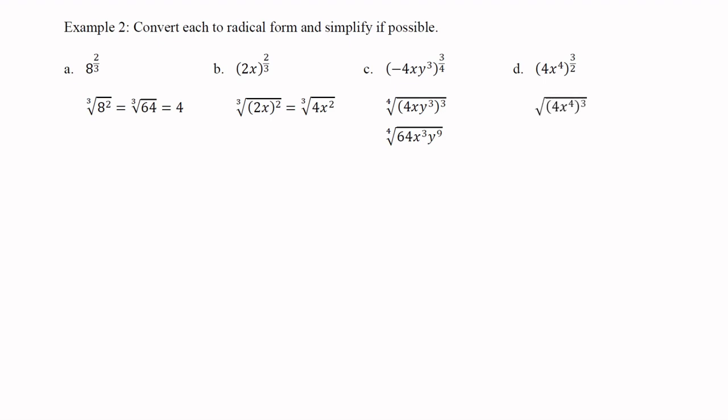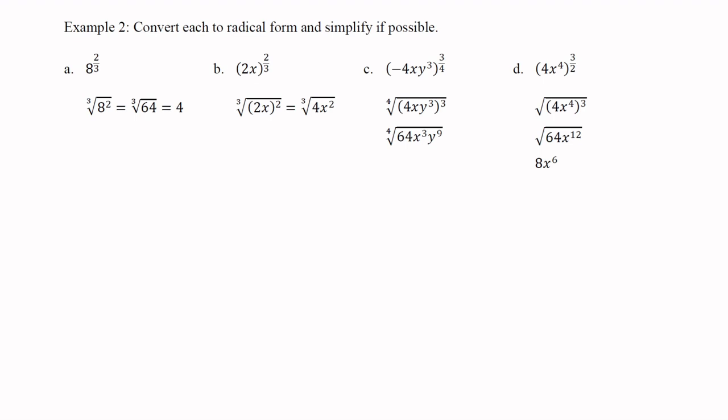So you got the square root of 4x to the 4th taken to the third power. And 4 to the third is 64. X to the 4th taken to the third power, you multiply your exponents. 4 times 3 is 12. And then there's one more step that we can take because 64 is a perfect square. 8 times 8 is 64, so the square root of 64 is 8. You can also take the square root of x to the 12th.